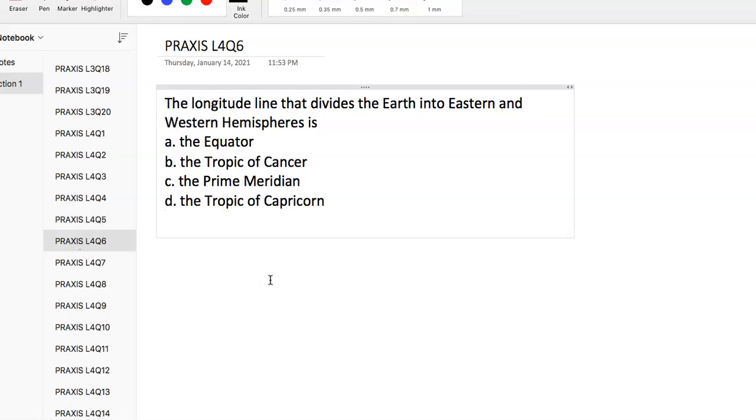Okay, the longitude line that divides Earth into Eastern and Western Hemispheres is the Prime Meridian. A prime meridian is a meridian, which means a line of longitude in a geographical coordinate system, at which longitude is defined to be 0 degrees. If one uses directions of east and west from a defined prime meridian, then they can be called Eastern Hemisphere and Western Hemisphere.